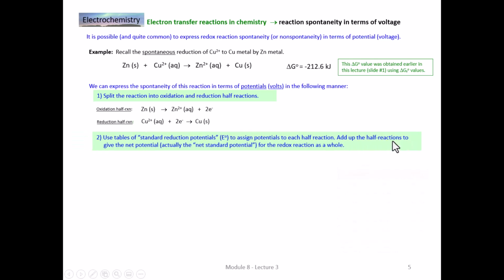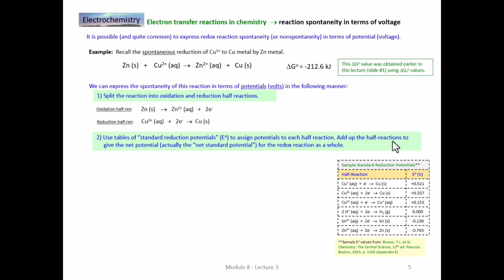The next thing we'll do is use what are called tables of standard reduction potentials, which I've labeled E superscript 0, standard, to assign potentials to each half reaction. We're going to assign voltages to each half reaction. We'll then add up the half reactions to give the net overall potential, or the net standard potential, for the redox reaction. The table here is simply sample standard reduction potentials from a larger table that we'll look at a little bit later.